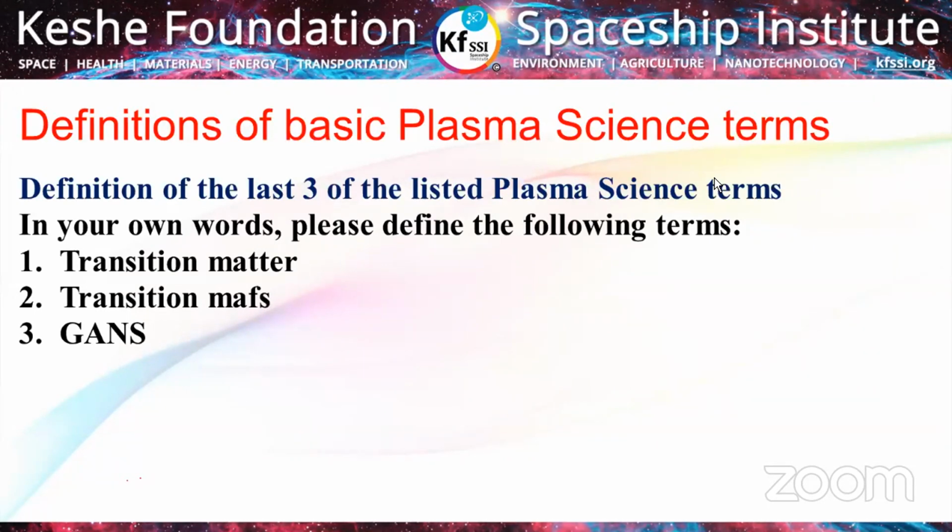So what is transition matter, transition mass, and GANs? Just a second, a little addition about resonance and fields. Please try, everyone, for yourself to define what is a field. That would remove a lot of confusions and misunderstandings. When we talk about the characteristics of the field, first we have to have the idea of the concept of field. What is what we call a field?